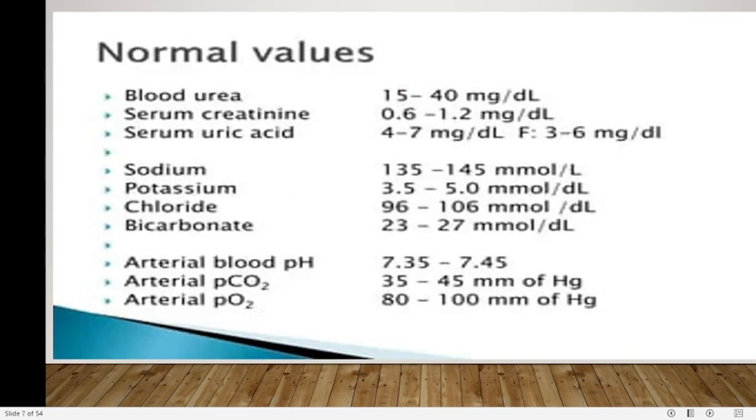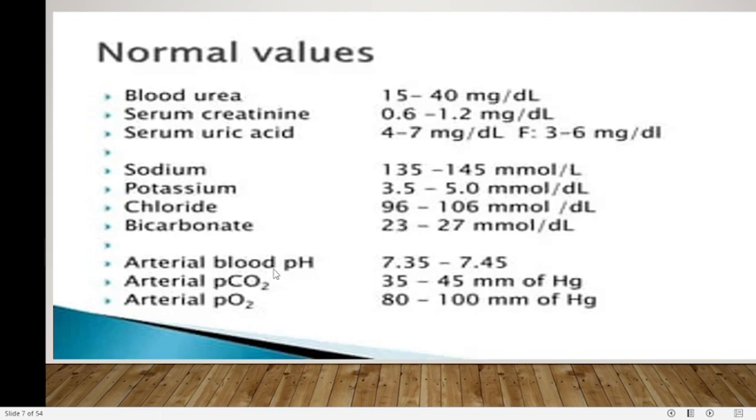Normal values also for blood urea, the level of blood urea as nitrogenous waste: the range is between 15 to 40 milligrams per deciliter. We also have serum creatinine, which ranges from 0.6 to 1.2. Serum uric acid, 4 to 7. Sodium ions, 135 to 145 milliosmoles per liter. Potassium, 3.5 to 5.0. Chloride, 96 to 106. Bicarbonate, 23 to 27.